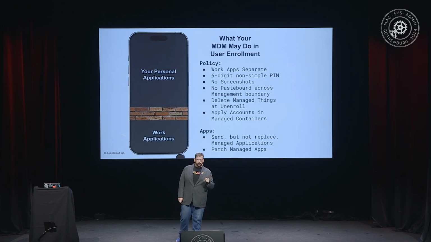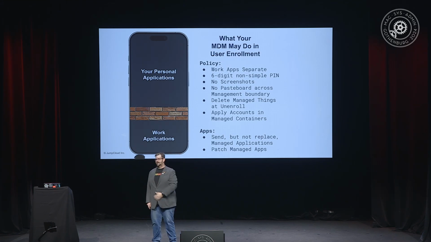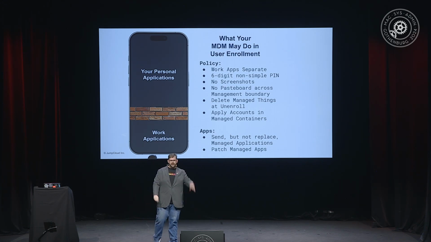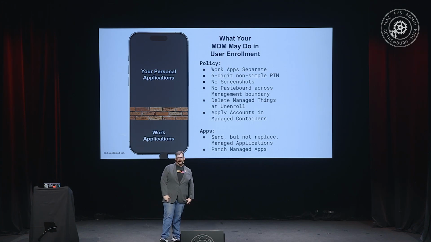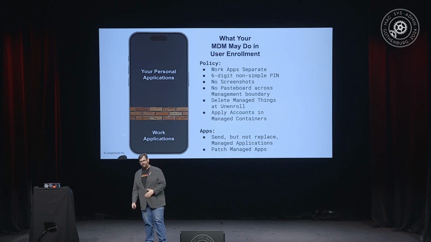What your MDM may do in user enrollment comes down to 6 or 7 policies and some app deployment techniques. You get to keep your work apps separate. They go into that APFS container we talked about. You can set a 6-digit non-simple PIN. That's the policy you get to set. You do not get to say complex PIN with 3 numbers, 2 characters, an upper and lower case, and an emoji. You don't get to set that. You can control their ability to take screenshots. Because again, we want to make sure our data stays private. And in those cases, if you set a no screenshots policy, system-wide, you cannot take screenshots.